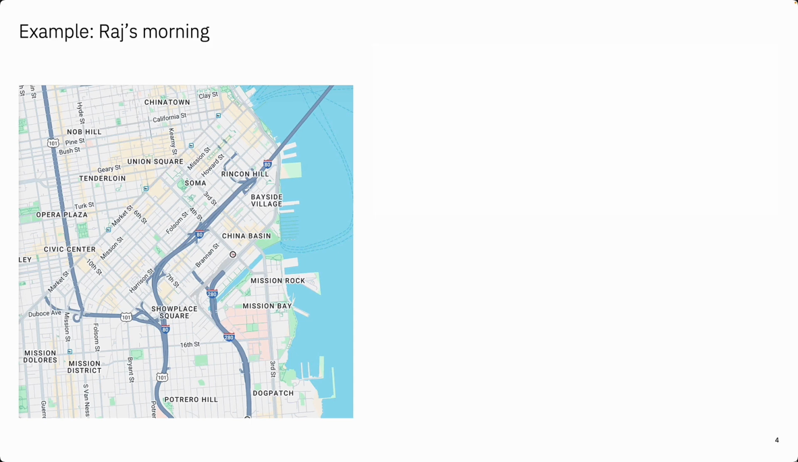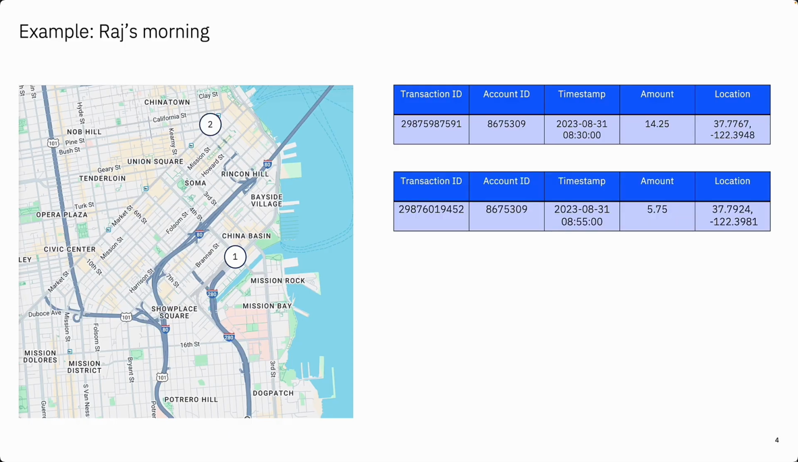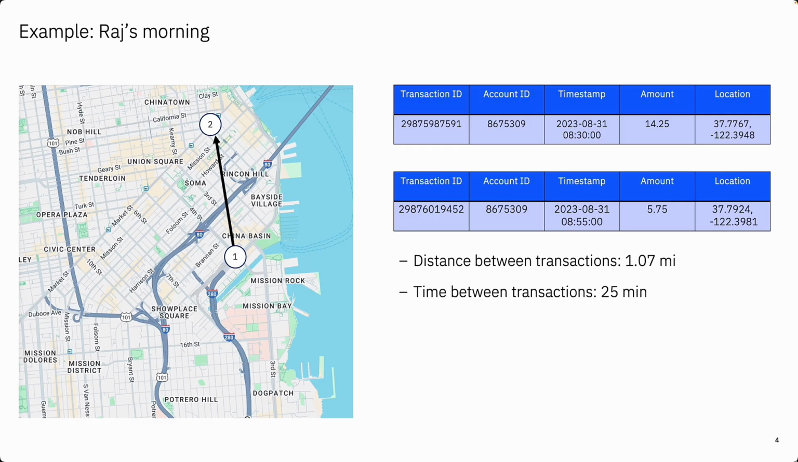We'll use a scenario involving Raj, a fictional resident of San Francisco. At 8:30 a.m., Raj leaves the Caltrain station at 4th and King. As he walks to the office, he swipes his credit card to purchase breakfast. By 8:55 a.m., he buys a coffee at his company's headquarters on Market Street. A simple business rule would connect these two transactions by calculating the distance between them, 1.07 miles, and the time gap, 25 minutes. Dividing the distance by the time gives us a required travel speed of 2.5 miles per hour. Since it's reasonable to travel at that speed, this transaction would not be flagged as suspicious.